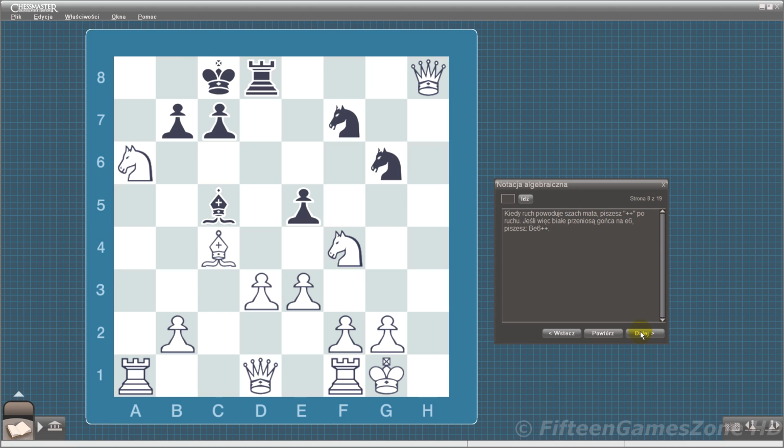When a move causes checkmate, you write a plus plus after the move. So, if white moves his bishop to E6, you write capital B, E6 plus plus.